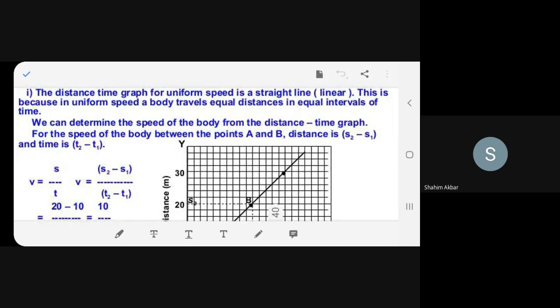The distance time graph for uniform speed is a straight line, linear. This is because in uniform speed a body travels equal distances in equal intervals of time.